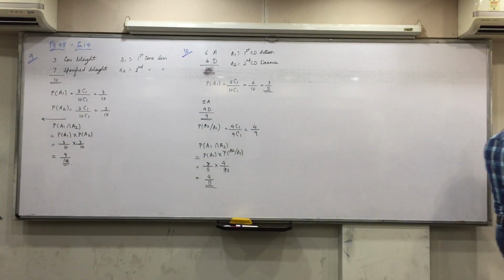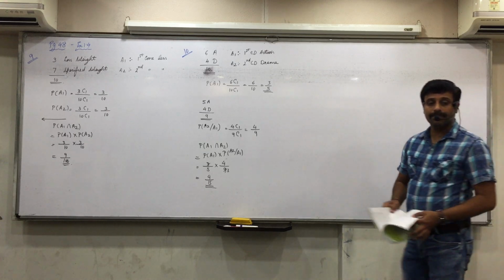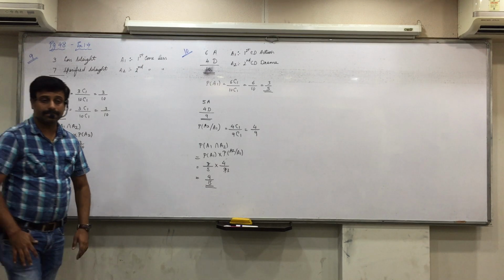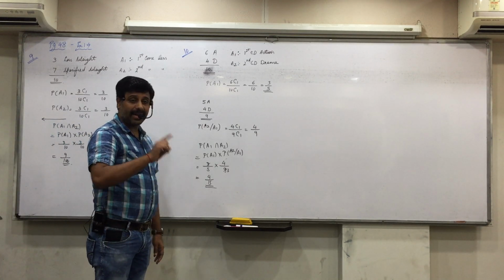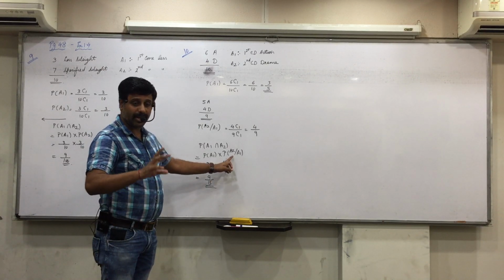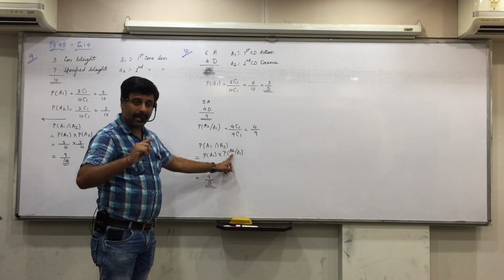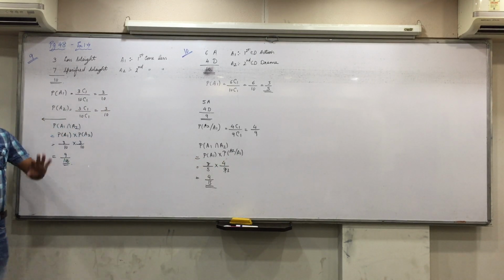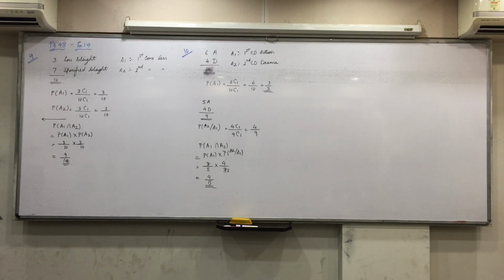Sir, dependent should be numerator. Yes, dependent should be numerator in the A2 upon A1. Dependent event will be in the numerator, and it depends on which event will be in the denominator. Okay? It will always be like this. If you define A1 and A2, then it will always be A1 intersection A2 divided by A2. Therefore I said always define A1 and A2.